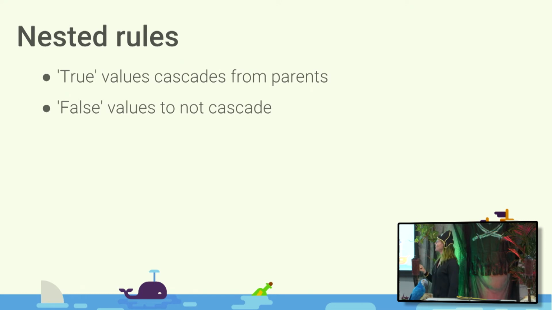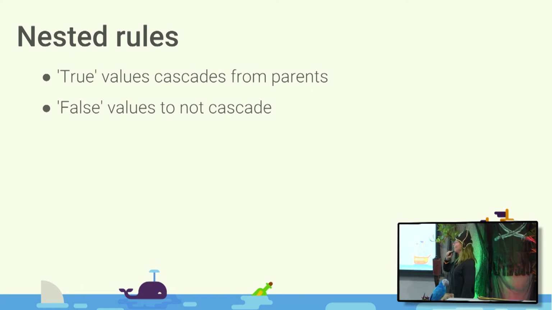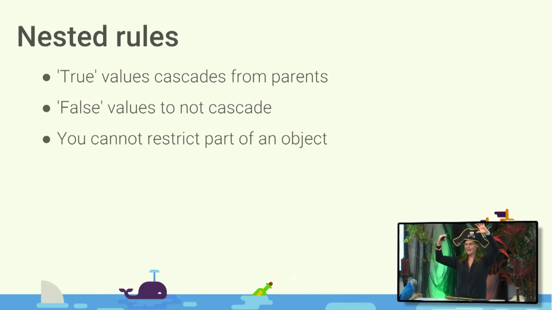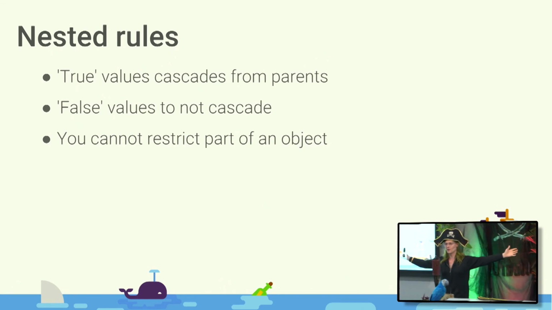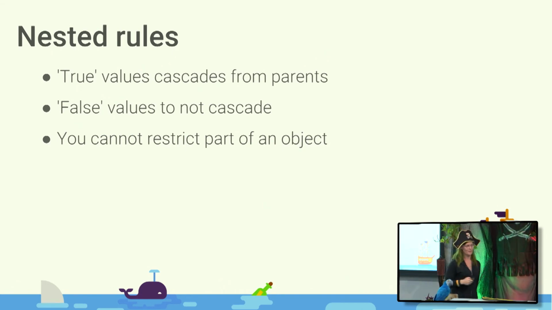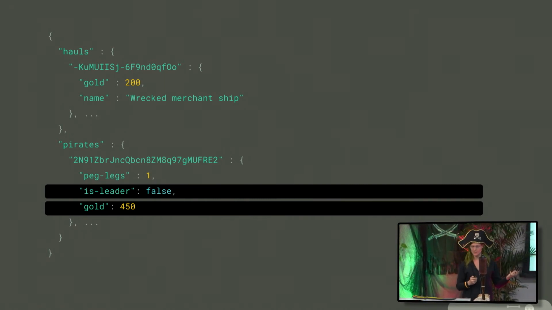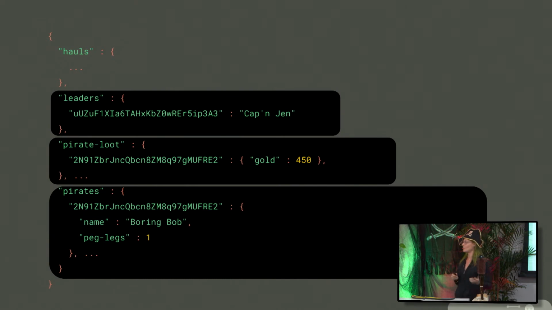So remember that true values cascade down, false values do not cascade, and one of the implications of this is that if you have a single object, it's hard to restrict access to just part of it. You can actually do it, but you end up with these enormous security rules. There's an easier way, and that is to take the data that you want to selectively control access to and break it out into separate objects.